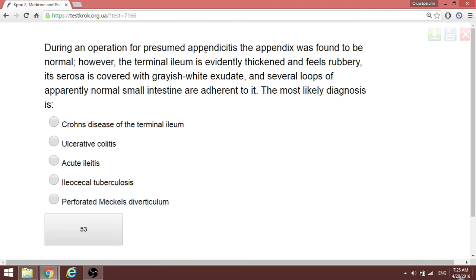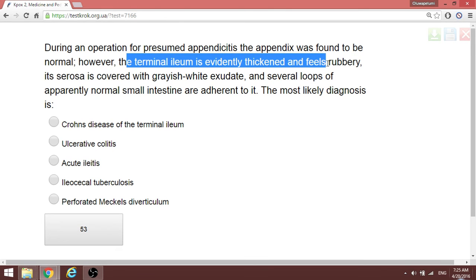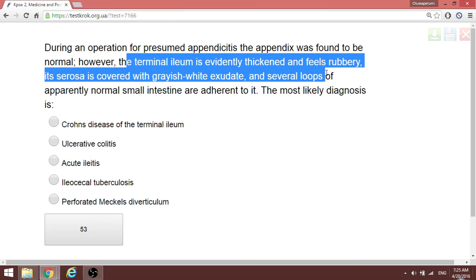During an operation for presumed appendicitis, the appendix was found to be normal. The terminal ileum is evidently thickened and feels rubbery. The serosa is covered with grayish material. The reason why they are giving us all this, starting with the word appendicitis, and then saying the appendix was found to be normal, is that it might have been a complication from appendicitis towards the ileum, but they are telling us that the appendix is normal.